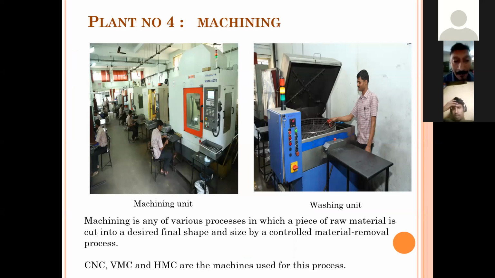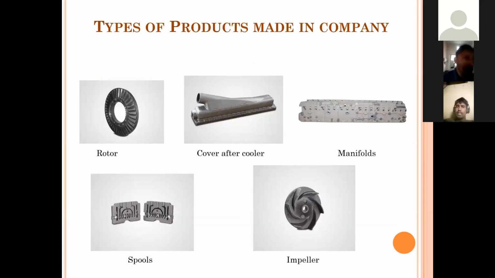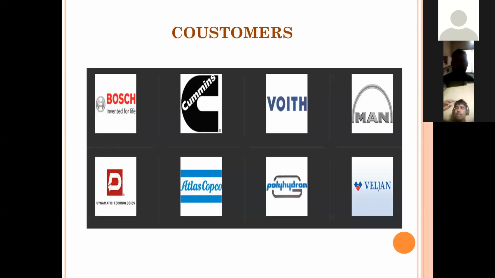And the last one is machining. Machining is done using CNC, VMC, and HMC machines. We can cut as required to the shape of the casted product, or cut for surface finishing. There are a lot of products in that company. When we attended, we saw five certified products: rotary covers, manifolds, spools and impellers. These are the main products manufactured in that company.